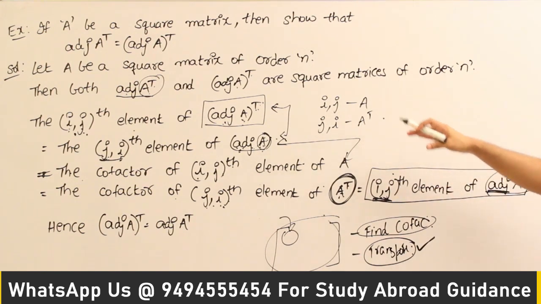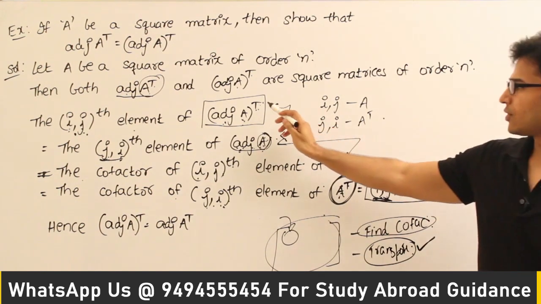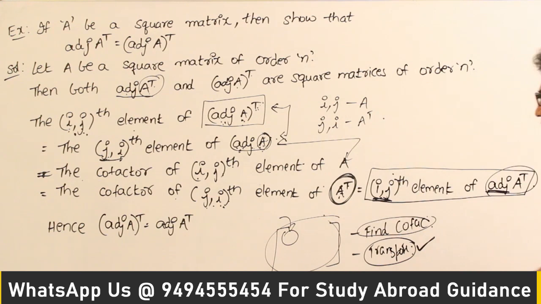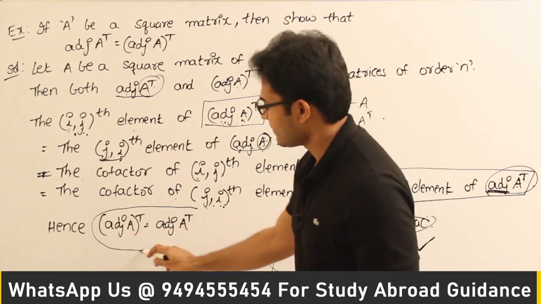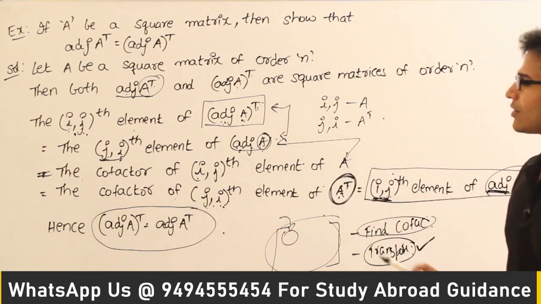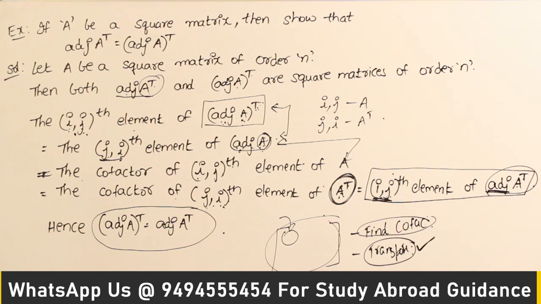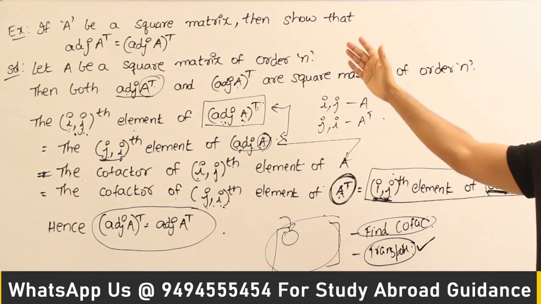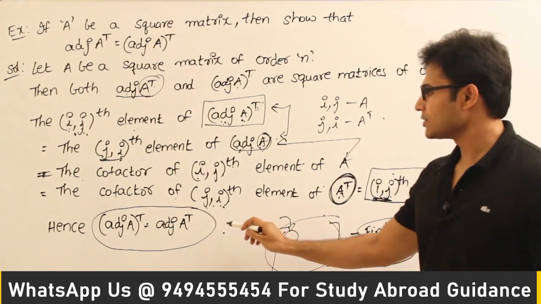So what did we finally prove? That the ijth element of the adjoint of A, whole transpose, equals the ijth element of the adjoint of A transpose. Therefore, these two matrices must be the same. I'm not sure if you understood this or not. Anyway, if you didn't understand this entire proof, at least remember the result. The result is important. This one.